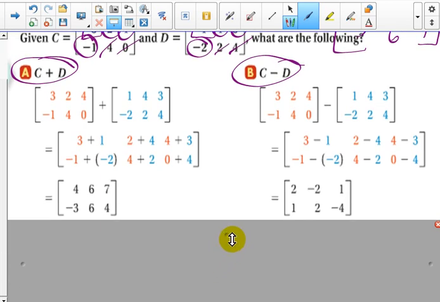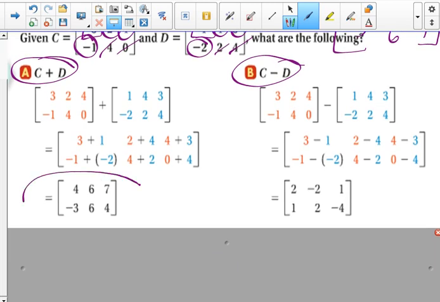And there it is. Does everybody see that? So add the corresponding elements of the array. Corresponding elements hold the same position in each array, the same row, same column spot. Right? And we do the same thing for subtracting them.